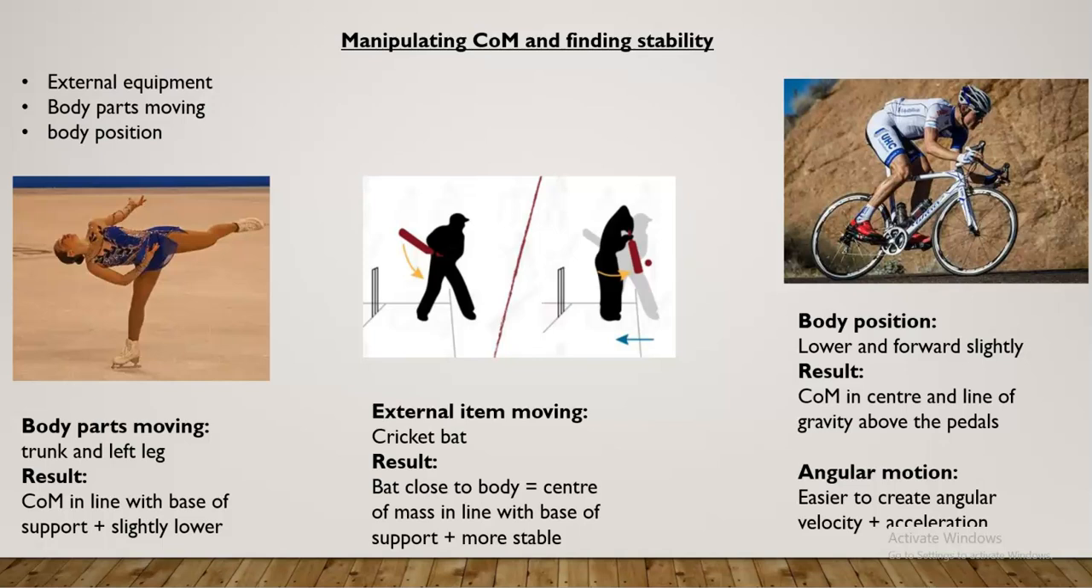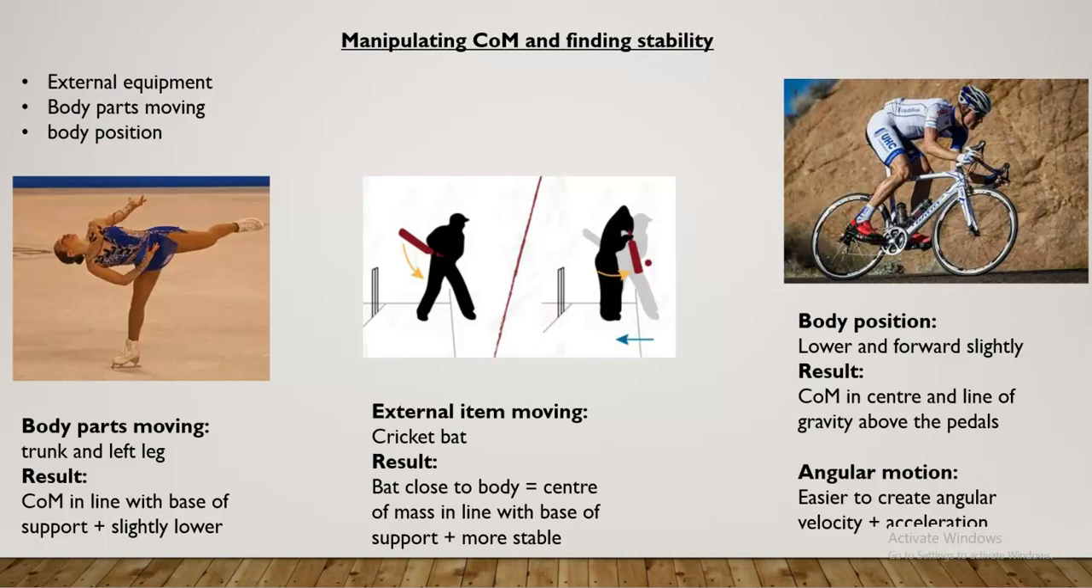This example can also be linked to angular motion, as the line of gravity will be going through the pedals, which are going around an axis to produce movement. As the center of mass has been manipulated to be over this, it will be easier for cyclists to create an angular acceleration, as they can push their weight down onto it. This will result in a greater angular velocity overall, and overall velocity of the athlete.